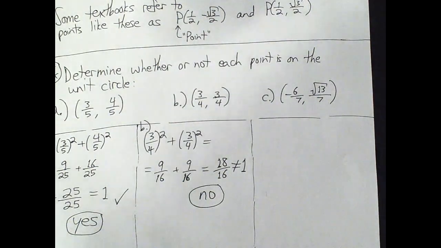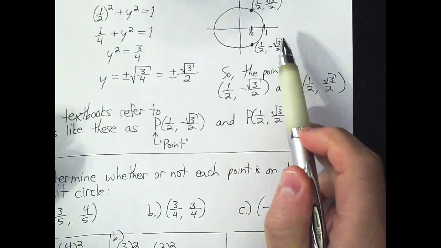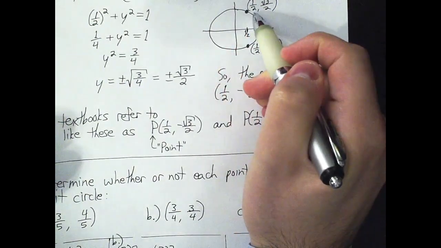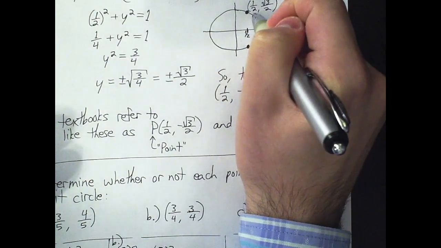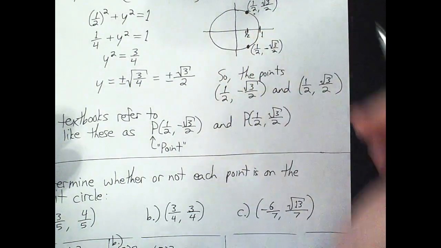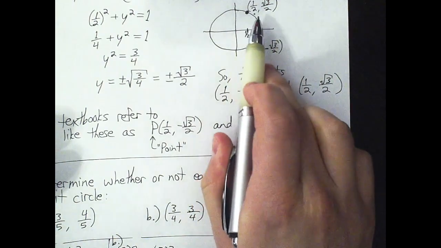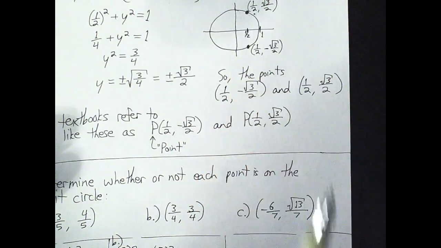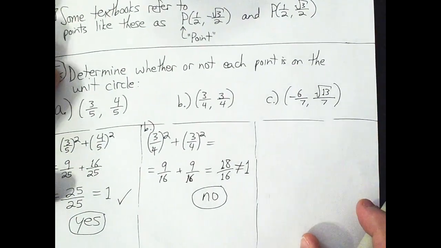In fact, you could say that it almost equaled 1, 18 over 16. It's pretty close to 1. And that's why I thought that (3/4, 3/4) would be pretty close. Because the answer we got is a little bit bigger than 1, the point is a little bit outside of the unit circle. Still almost on the circle, but a little too far out. So no, it's not on the unit circle.